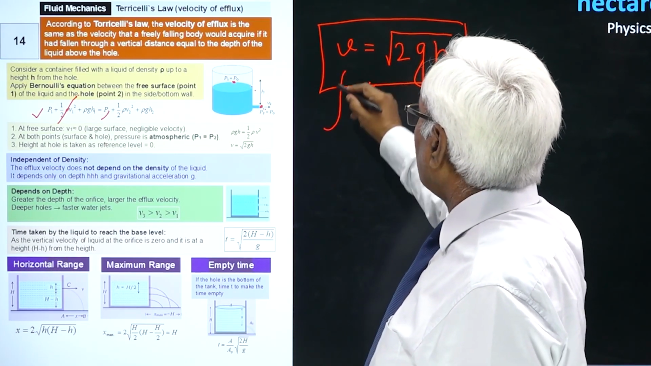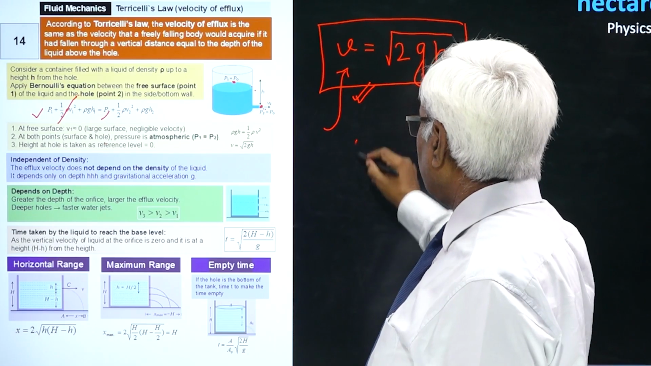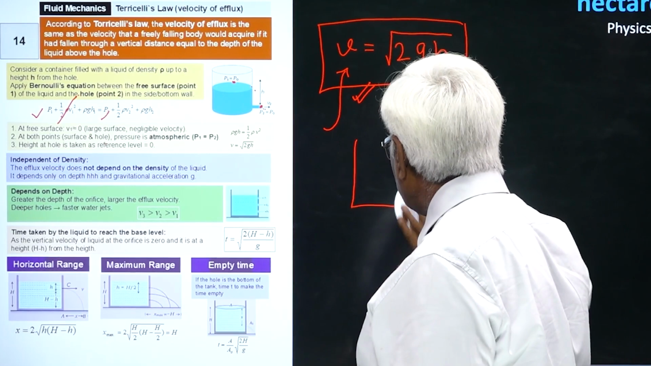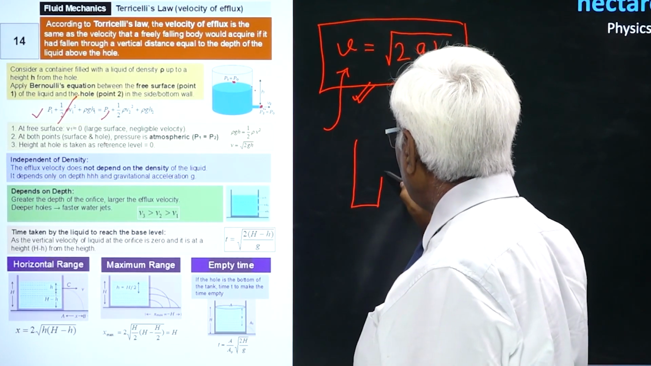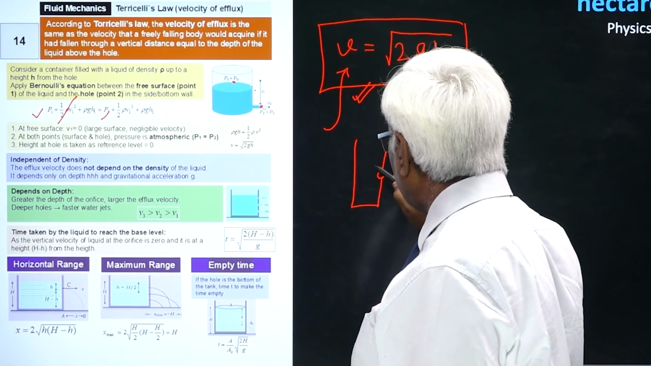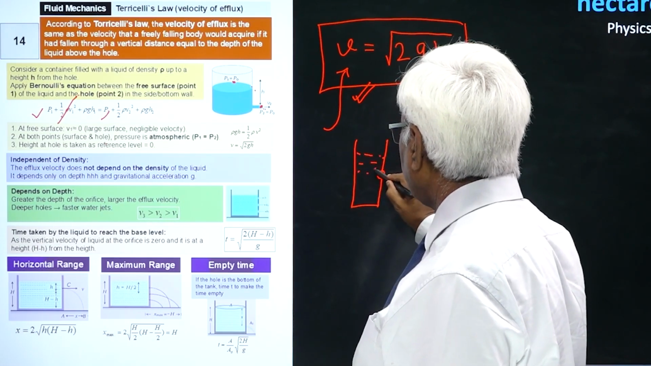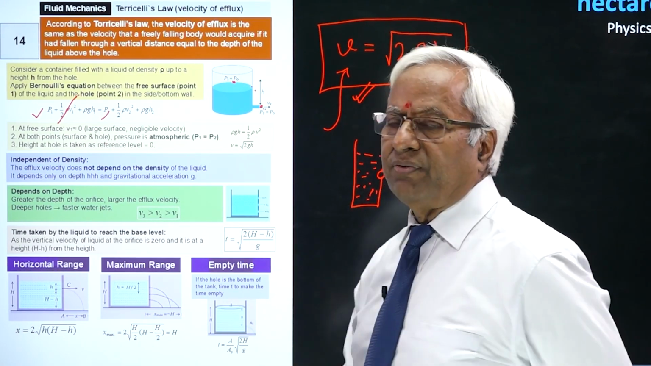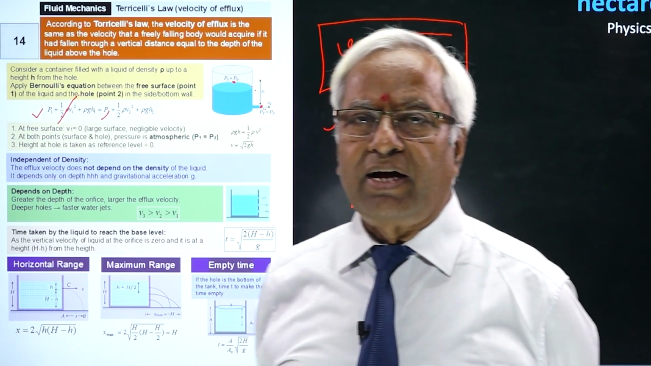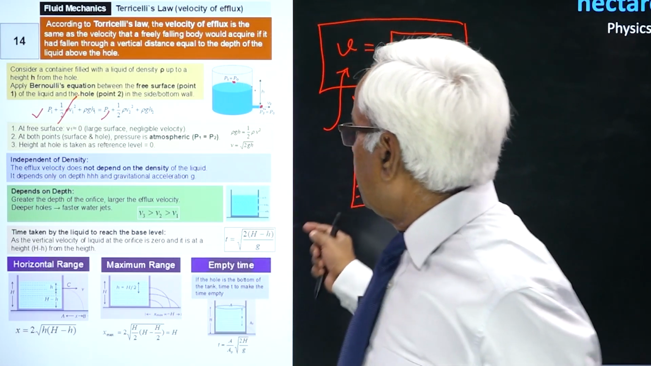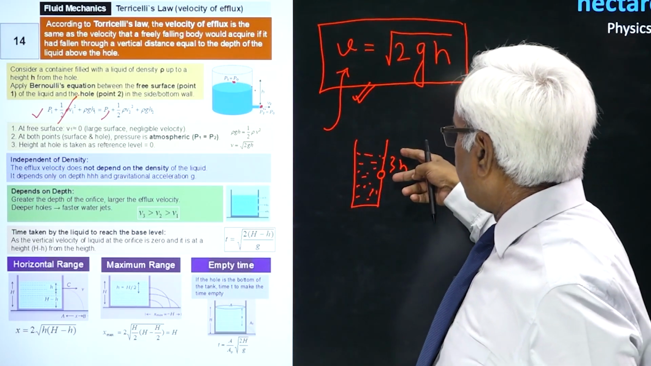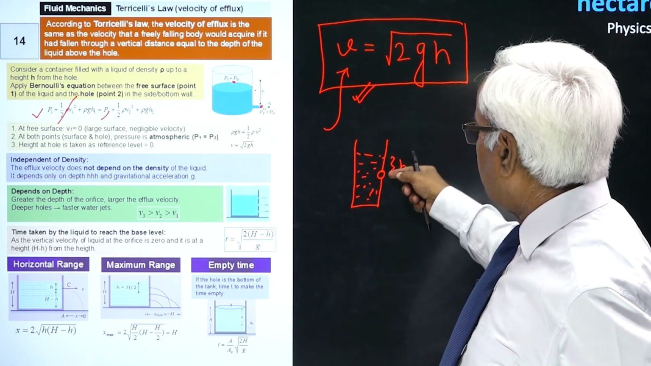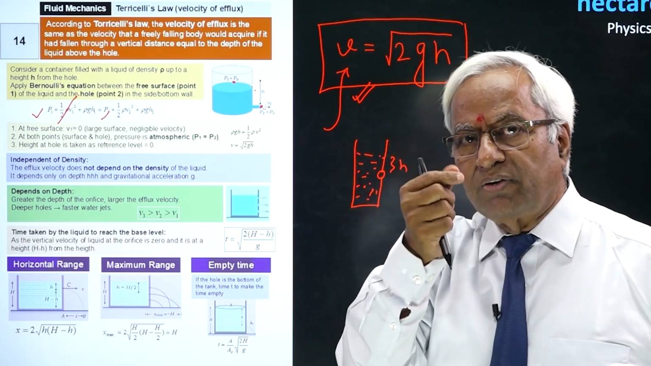This is known as velocity of efflux. This is the velocity of the liquid coming out from the opening at the wall of the container, which is at a depth h below the free surface. You have to keep in your mind that the height that we are considering is not in fact the height of the hole from the bottom. This is rather the depth of this hole from the free surface.